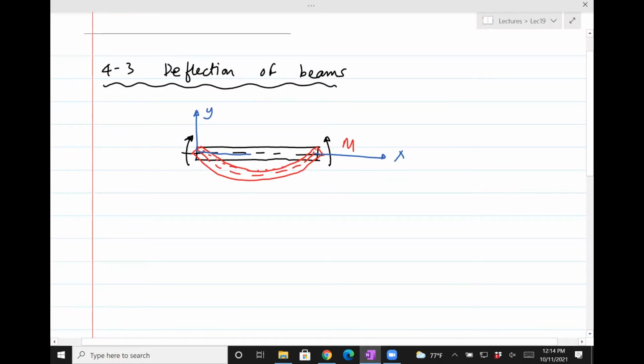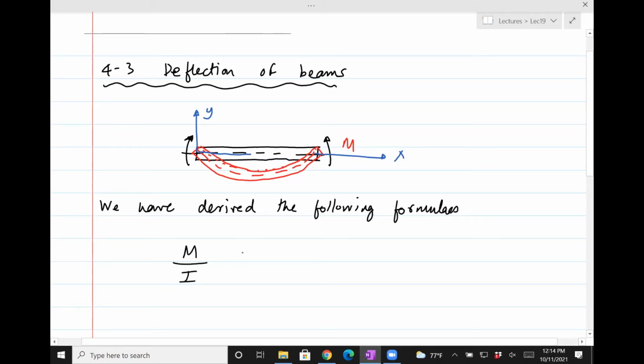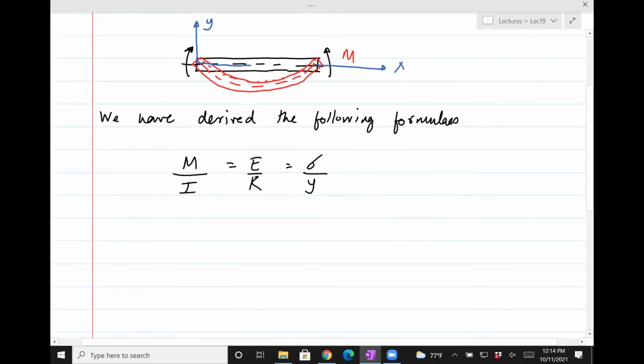Okay, now for such a beam, we've derived some formulas from the previous chapter. Following: the moment M divided by I equals E divided by R equals the normal stress divided by the distance from the neutral axis. Okay, now let's take this part and rewrite it like this.